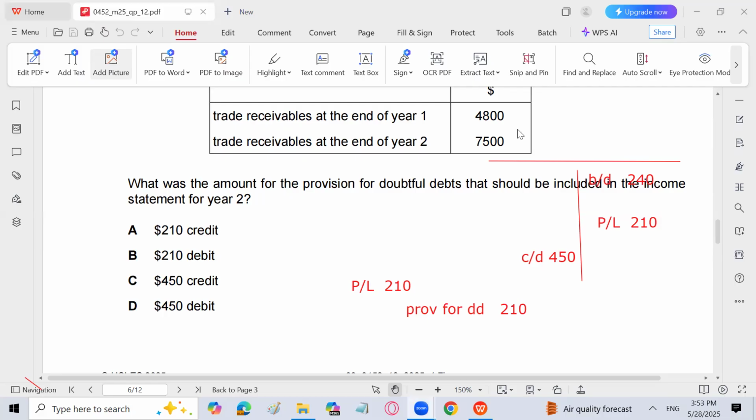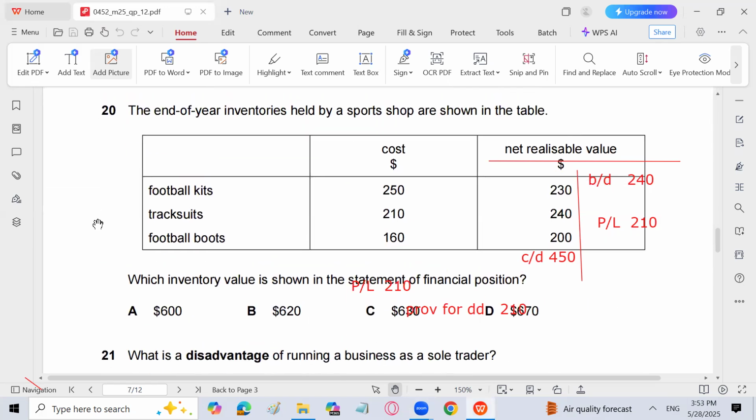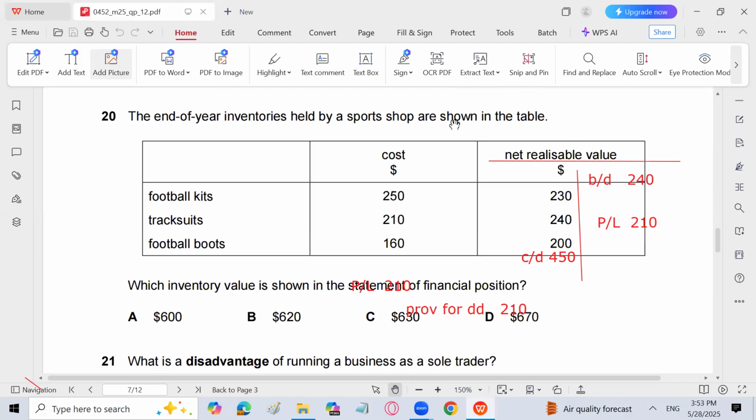Okay, I hope you got it. Next, the end of year inventories held by the sports shop are shown below.